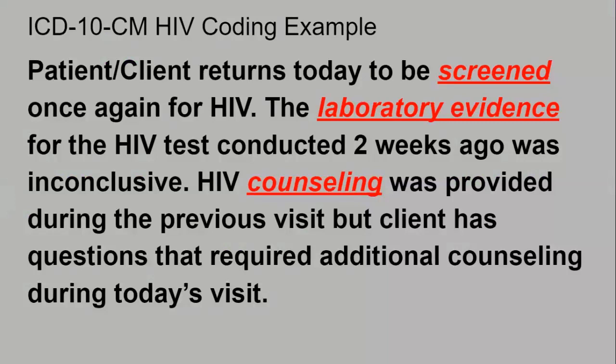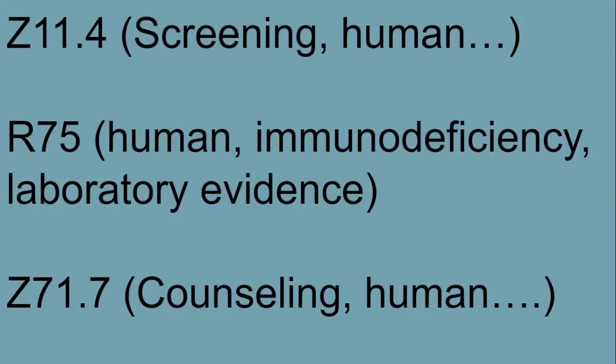Okay, so let's look at this example. Patient client returns today to be screened once again for HIV. The laboratory evidence for the HIV test conducted 2 weeks ago was inconclusive. HIV counseling was provided during the previous visit. The client has questions that required additional counseling during today's visit. You're going to do Z11.4 for the screening, R75 human immunodeficiency laboratory evidence, and Z71.7, which is counseling.